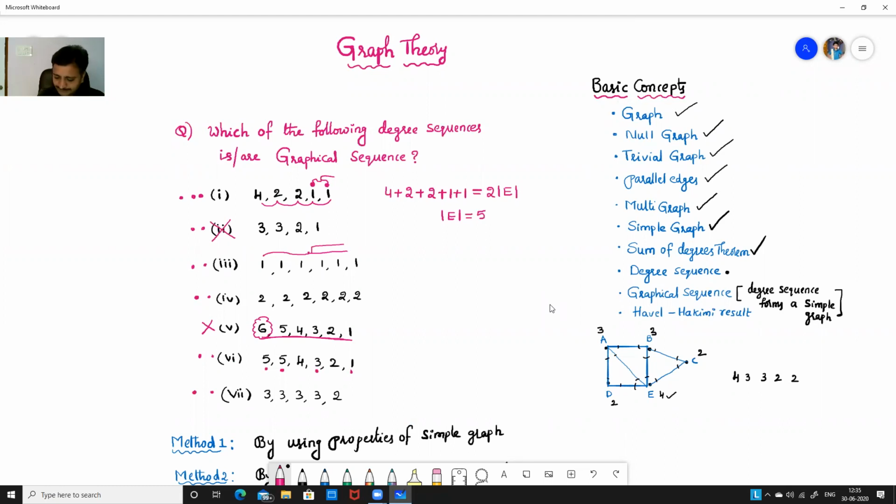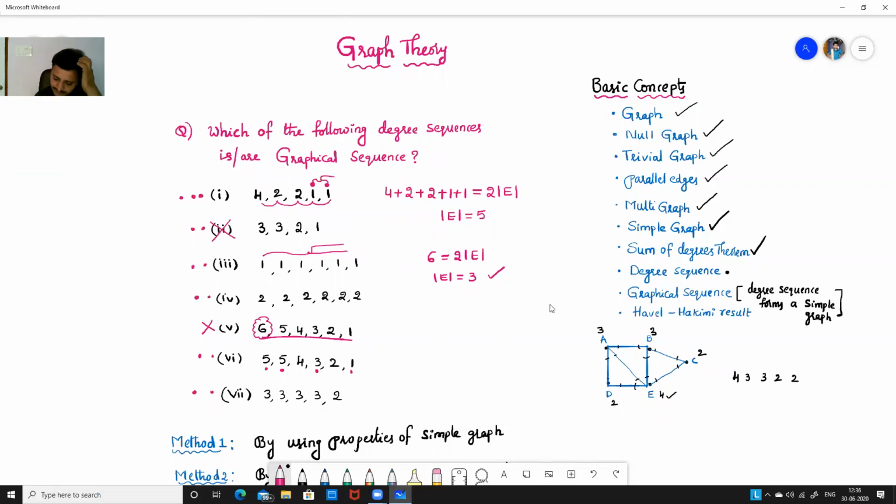Now let me check here. Total 6. Therefore, 6 is equal to 2 times E. So E is equal to 3, which is also valid because the maximum number of edges is n into n minus 1 by 2. So n means here 6. 6 into 6 minus 1 by 2 is exceeding 3. Therefore, it is correct. Means this is a valid representation. I hope you are following what I'm saying. Maximum number of edges is only n into n minus 1 by 2. If it exceeds the maximum number of edges, I can eliminate the option.